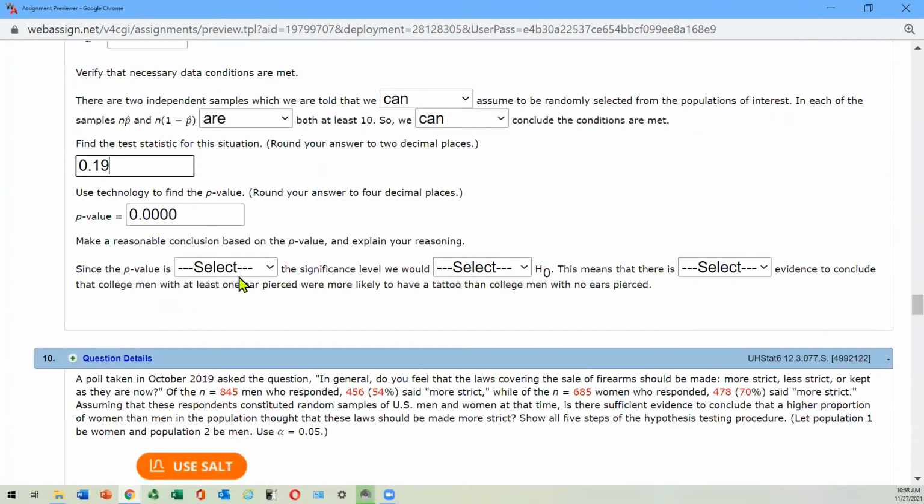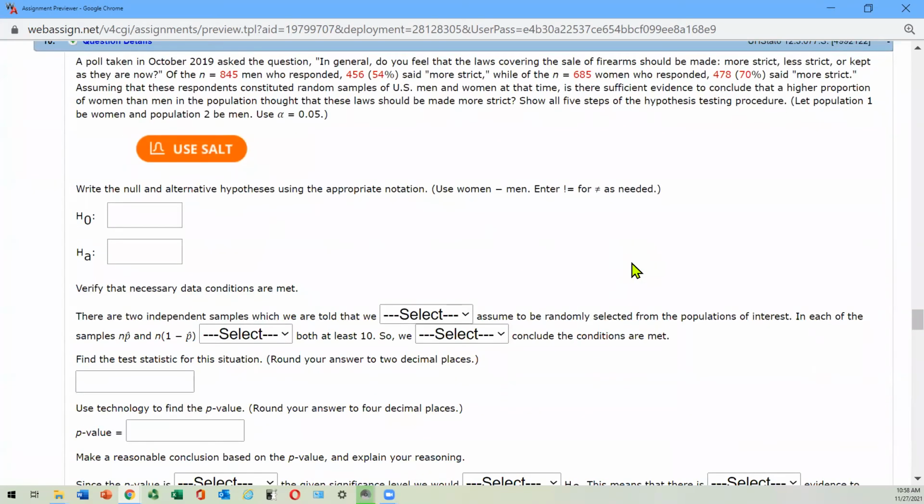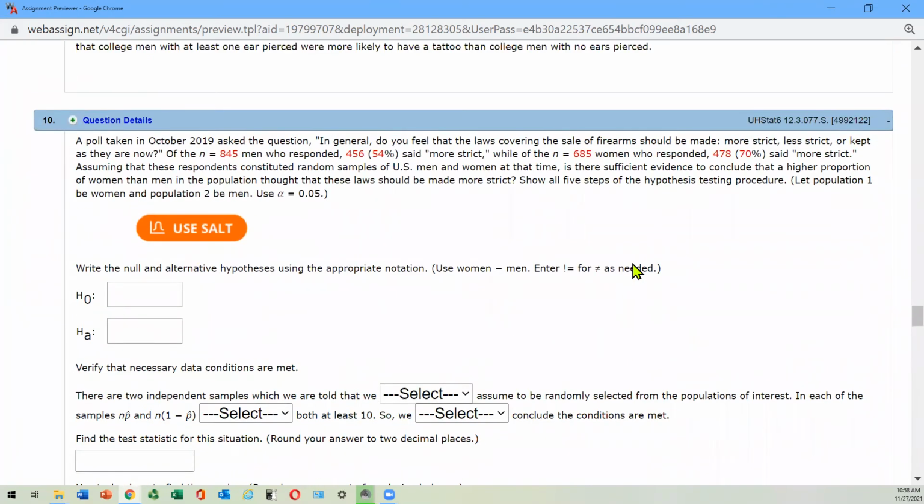Now, since the p-value is less than the significance level, we reject H0, and this means that there is sufficient evidence to conclude that men with at least one ear piercing are more likely to have a tattoo than those with none. And pretty much it's going to have that same format from start to finish.